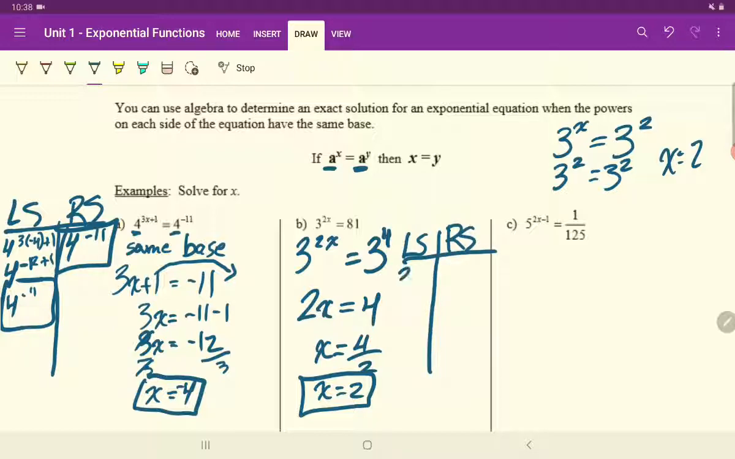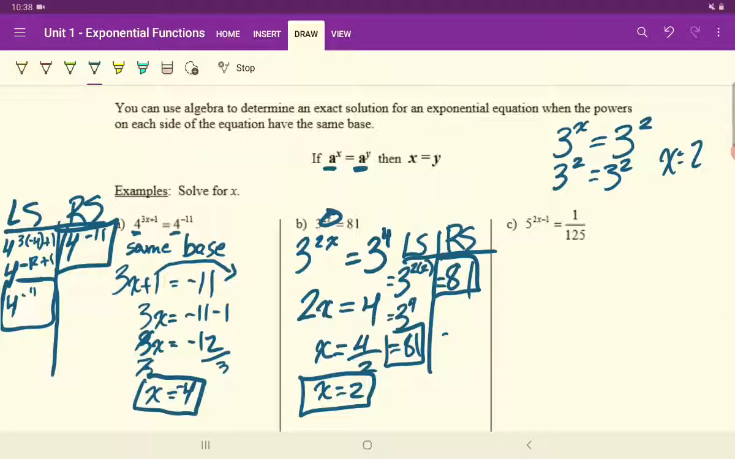Okay, so 3 to the power of 2 times 2, because our x is 2 there. I just subbed in 2 for x right there. And then I have 81 on the right side. Here now I have 3 to the power of 4, which is 81. Okay, so both sides equal 81. That means I found the correct x value.